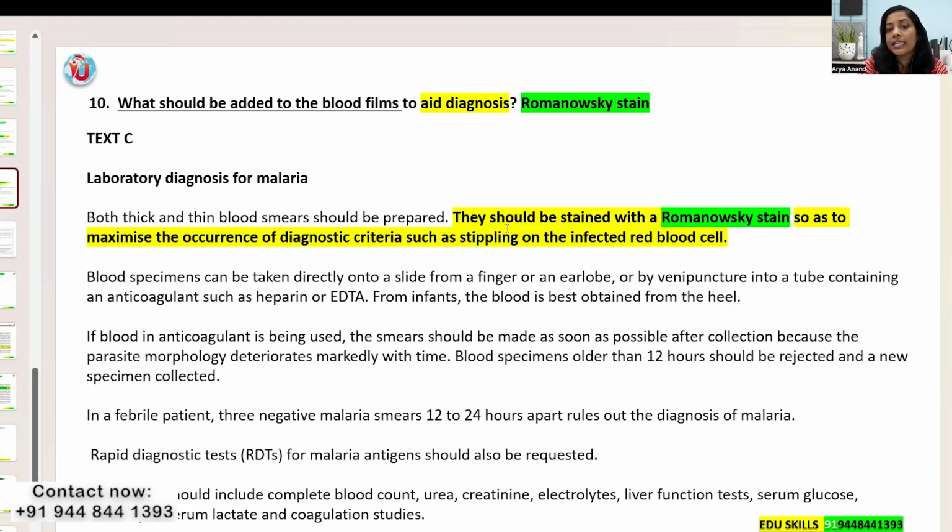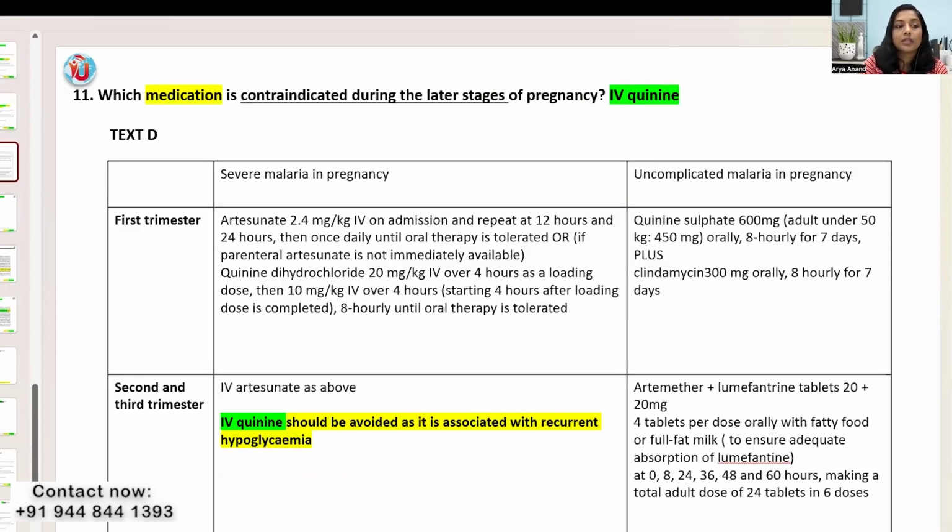They have mentioned here they should be stained. They should be stained means you need to add something here. With what? Romanowski stain. Okay. Romanowski stain you need to add so as to maximize the occurrence of diagnostic criteria and stippling on the infected red blood cell. They have asked only this one, right? What should be added to the blood films? Okay. Understood? Yes.